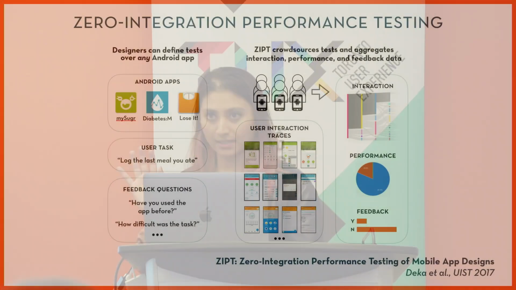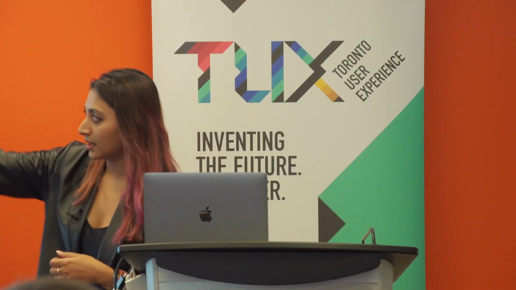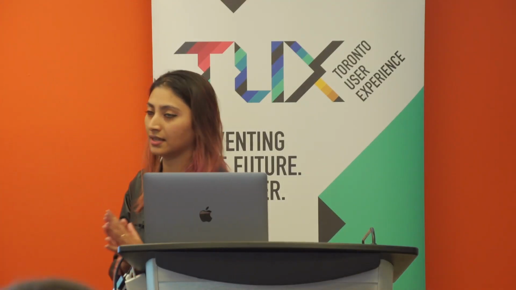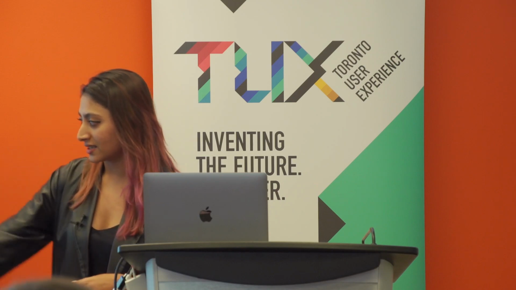And what Zipped will do is it'll take this specification and it will crowdsource this test. And I'll talk about how it actually does this in a second, but the idea is it'll crowdsource this test. It'll collect user interaction traces from hundreds of users out there. And then what it can do automatically is it'll be able to give you these analytics over this data. So it'll give you, let's say, visualizations, aggregate performance metrics, and aggregate feedback. And I'll step you through all of these parts in a second.